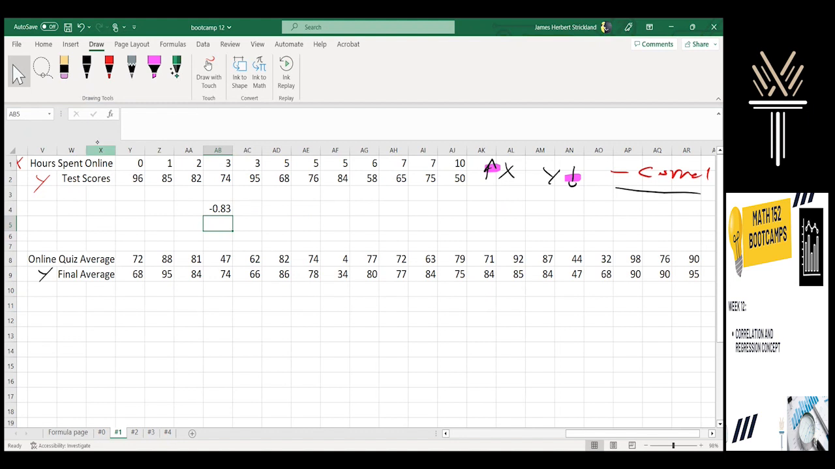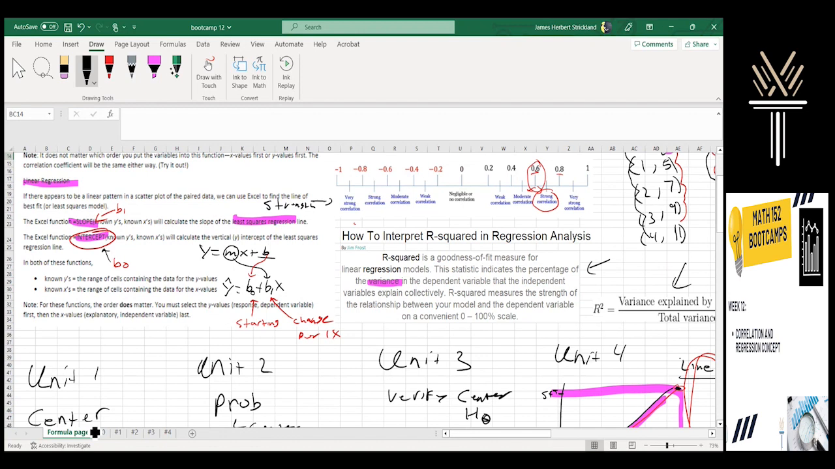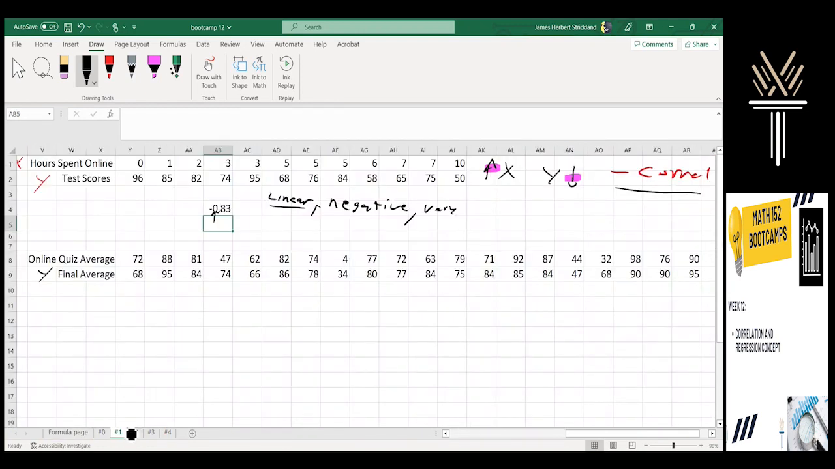And if I want to describe it, we did correlation. For this class, we're going to assume linear. Obviously, you wouldn't know without looking at a scatter plot, and we can actually do that in a little bit just to verify. And then, of course, our sign here is negative, and our strength is 0.83, and that is in the very strong category. So we would say very strong. So we have a negative, very strong linear correlation. That's how I would actually say it.